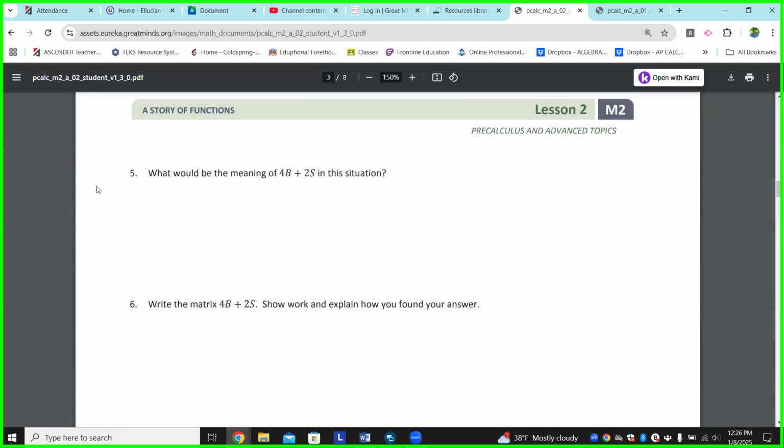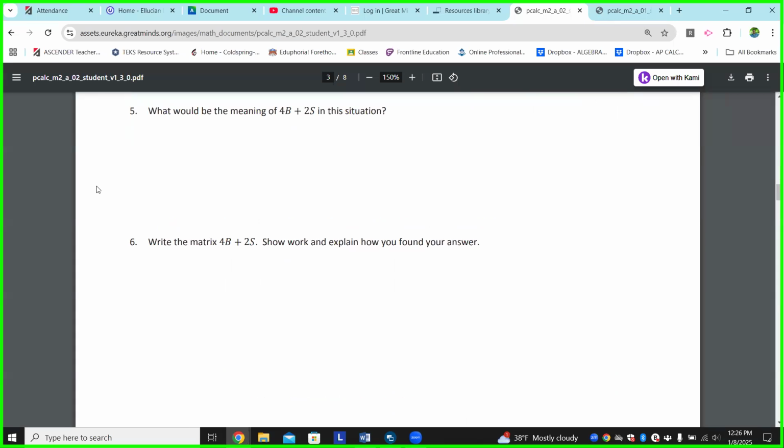On part 5, what would then be the meaning of 4B plus 2S? Again, we're not figuring it out, but what would the meaning of this be? Perfect. There you go. So you would basically say that you're quadrupling your bus routes and doubling your subway routes to give you a new total amount of transportation. I love the interpretation there. So anything along those lines.